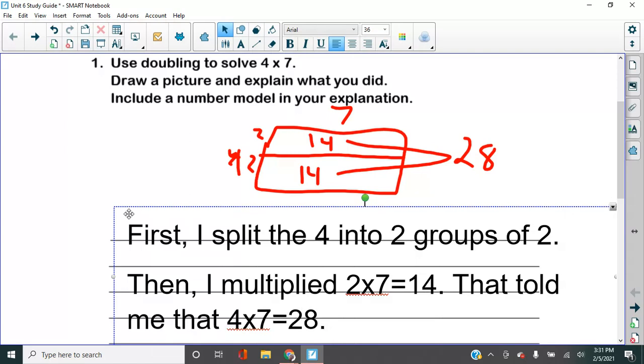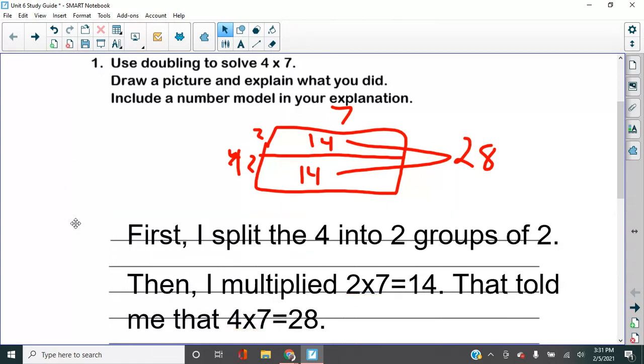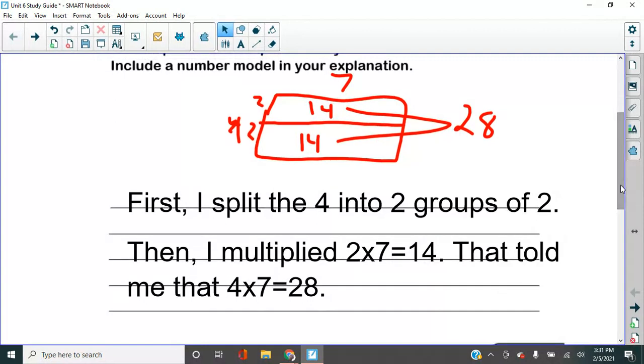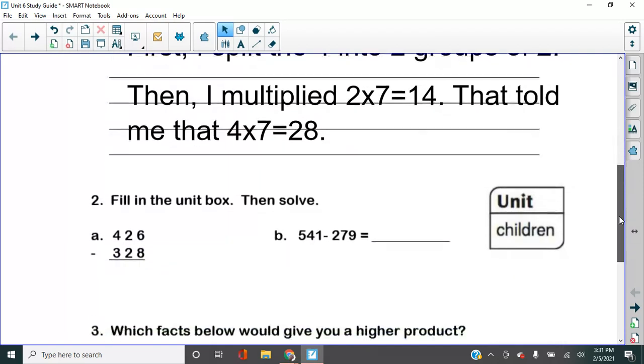You have to make sure you include that number model in your explanation, right? That's going to be kind of like your proof. When we're working in reading and we're talking about evidence, this is really your evidence here in math, right? These number problems, and your explanation is the words that you're using there.